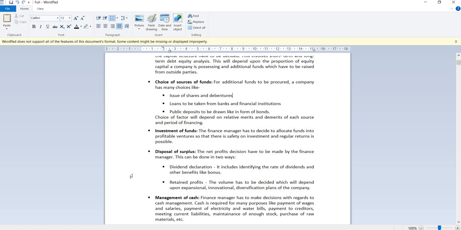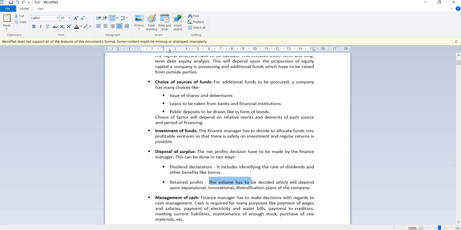This can be done in two ways. We have dividend declaration and retainment of profits. So retainment of profits, we also call this the retained earnings. So pag yung income mo, for example, is 100,000, 60,000 you declared as dividends, the 40,000 would go to the retainment of profits. So what is the use of the retained profits?